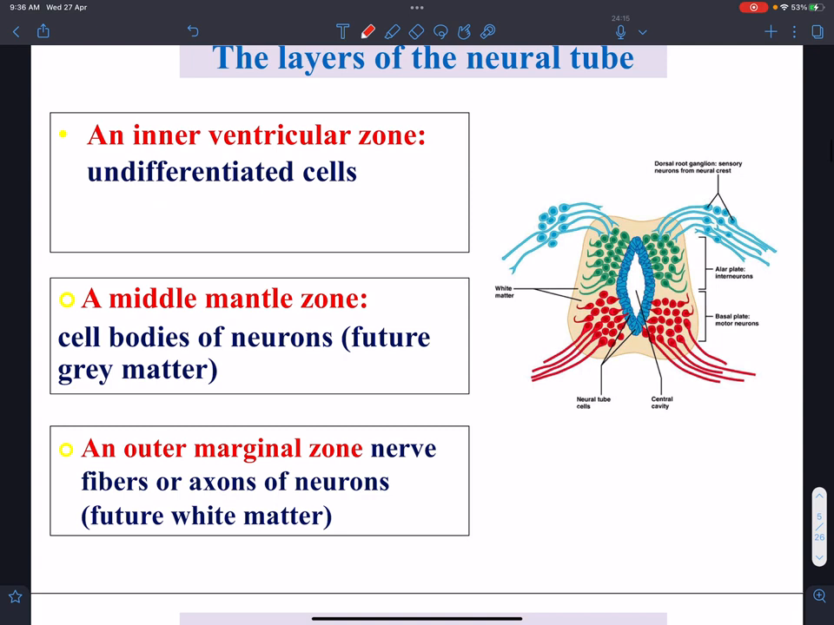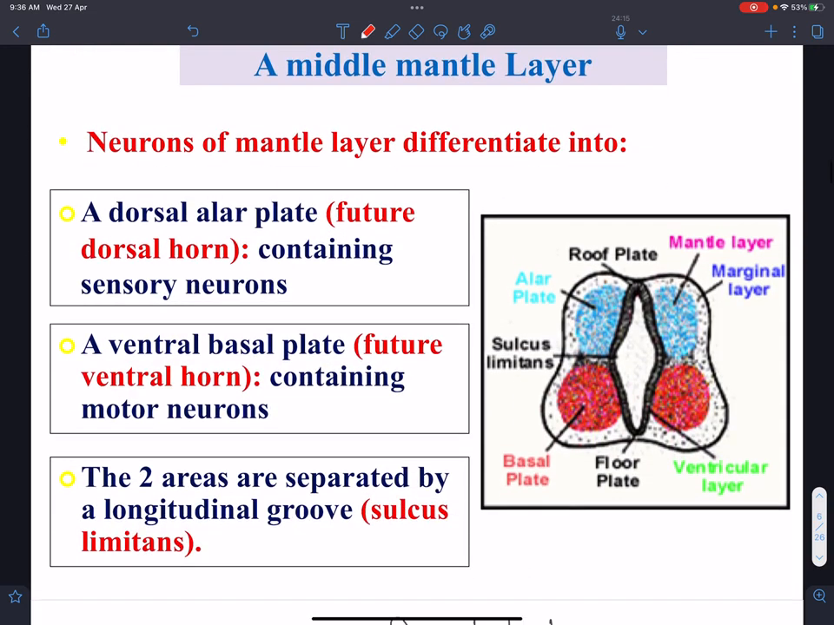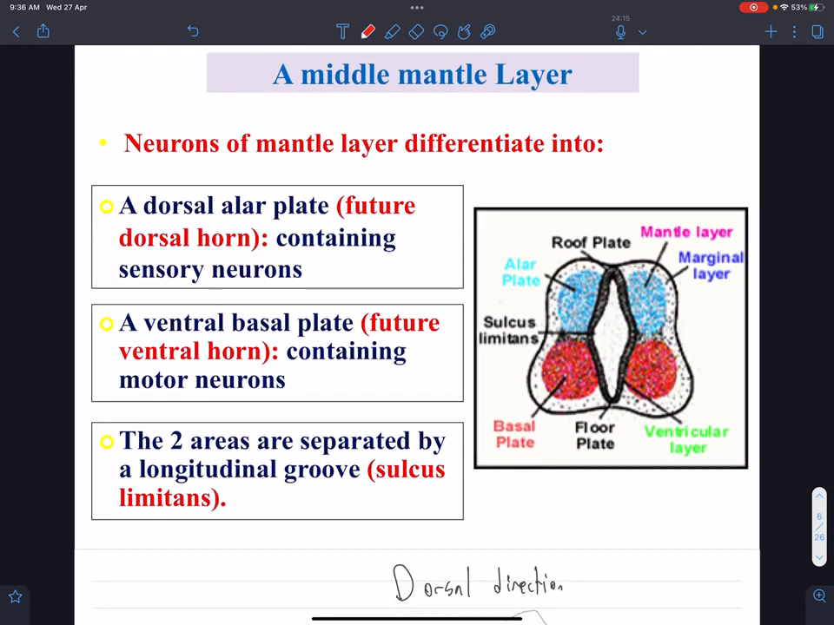And what we want to know from this slide as well is which of the 3 layers is which. All right, perfect. So now we want to know in detail the last 2 layers, all right? The middle mantle layer and the outer marginal layer. How does the mantle layer give you the future gray matter? And how does the marginal layer give you the future white matter of the spinal cord, all right?